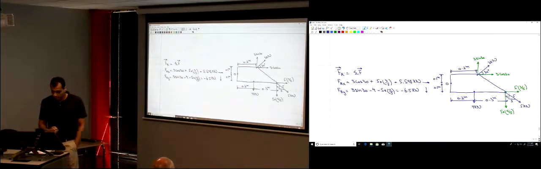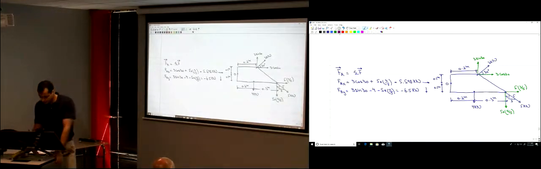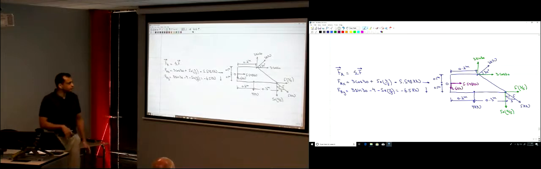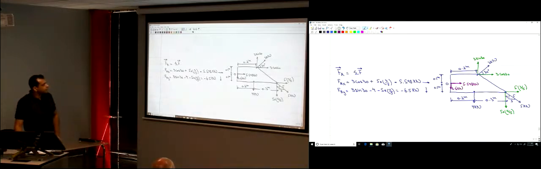So now I can say that those forces are equivalent to a force of 5.598 kilonewton like this, and the force here that is equal to 6.5 kilonewton. That's the resultant of those forces. But they are not at point O. To move them to point O, I have to add a moment.